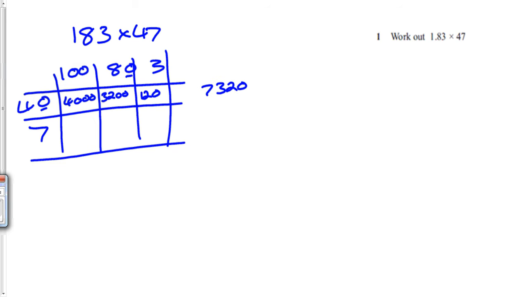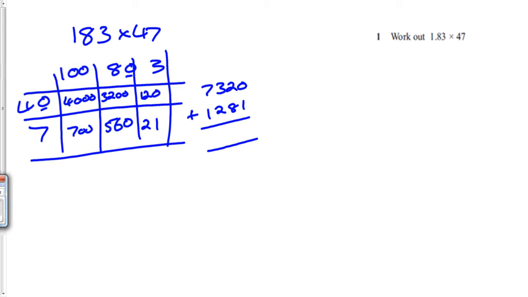Do the same for the bottom row. So that's going to be 700, it's going to be 560, and it's going to be 21. So if we add that together, that's going to be 1,281. Obviously, I'm not expecting you to do it this quickly, but it's just so that we can get through all the questions. We then add these two together.